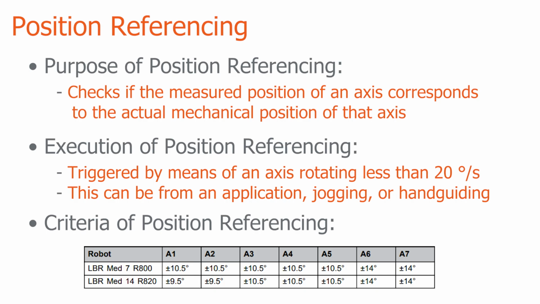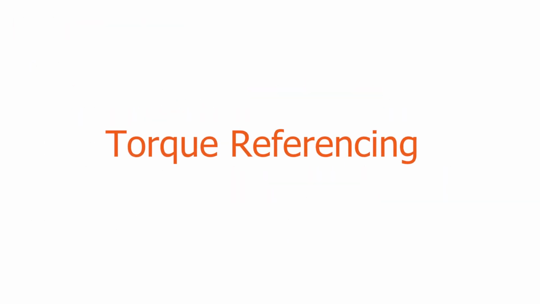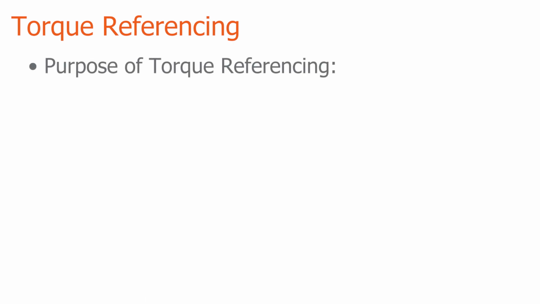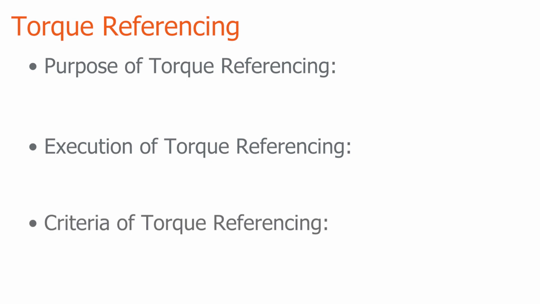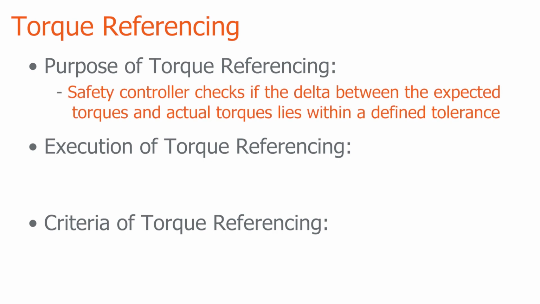So now that we have a brief understanding of position referencing, let's talk about what torque referencing is, when can I torque reference on the robot, and what is the criteria for torque referencing. During torque referencing, the mastering of the axis torque sensors within the kinematic system is checked by the safety controller. The safety controller checks if the expected torque of an axis corresponds to the actual torque of that axis.